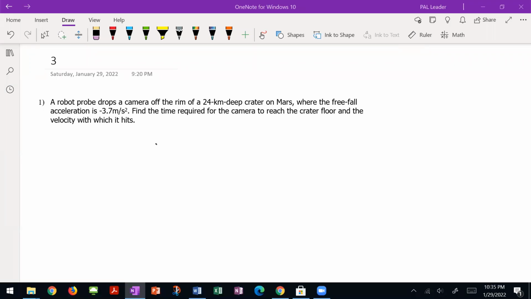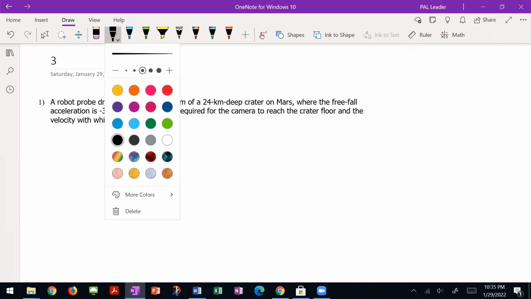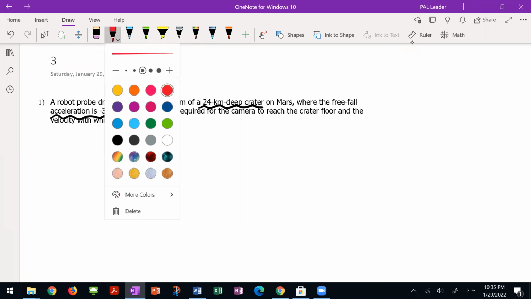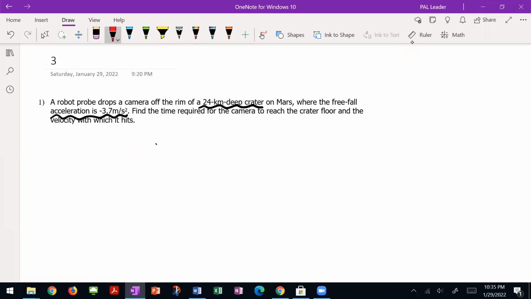Okay, number 3. A robot probe drops a camera off the rim of a 24-kilometer deep crater on Mars where the free fall acceleration is negative 3.7 meters per second squared. Find the time required for the camera to reach the crater floor and the velocity with which it hits.